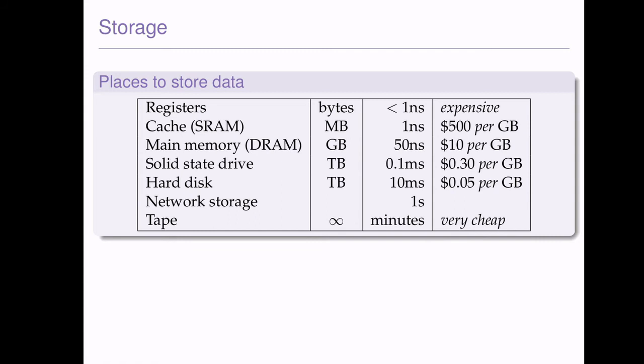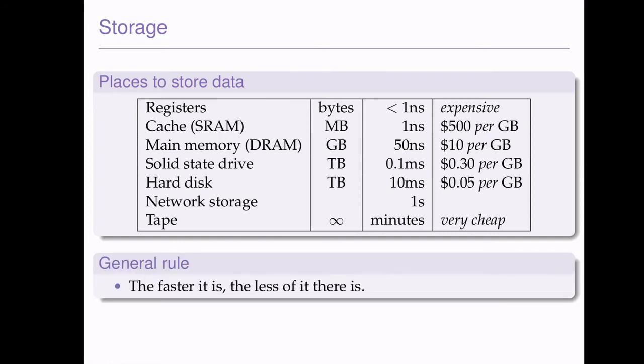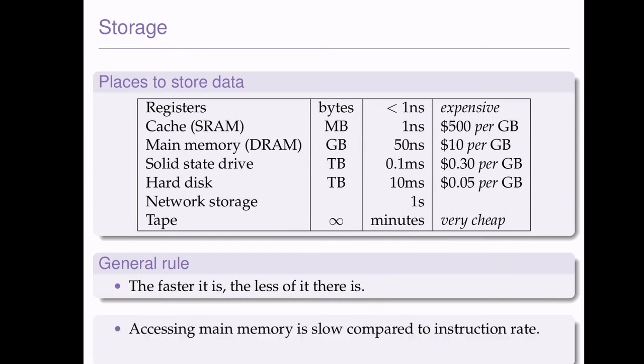And then, of course, you have network storage or OneDrive, stuff like that. The memory storage there is almost unlimited. You get as much as you pay for, and it takes about a second to access. So it's a fair bit slower than the ones above. And then, back in the good old days, we had tape, which you can get a ridiculous amount of. It takes ages to access, but is insanely cheap. Now, you might be noticing a pattern here, which is the faster it is, the less of it there is. And the faster it is, the more expensive it also is. So, accessing main memory, or your DRAM, is quite slow compared to the instruction rate.